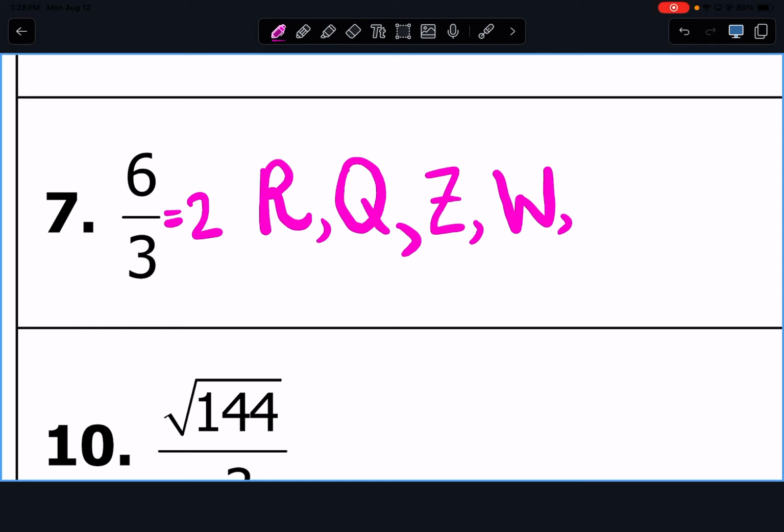Eli, put my seat down, please. Thank you.